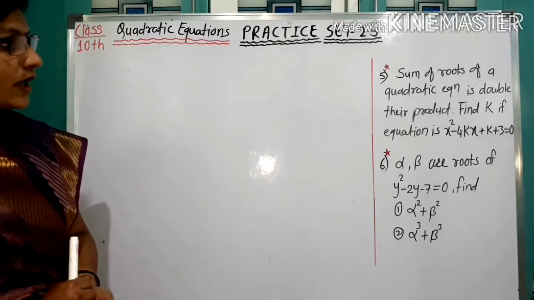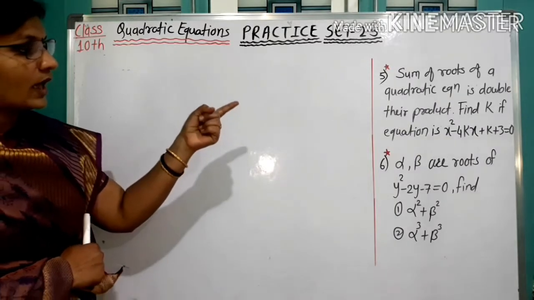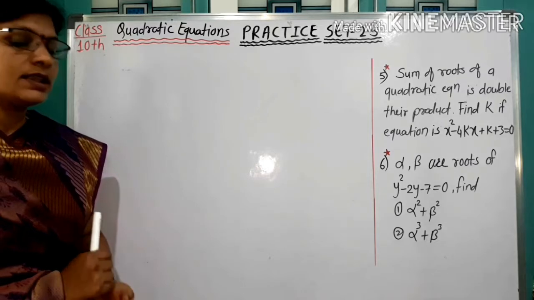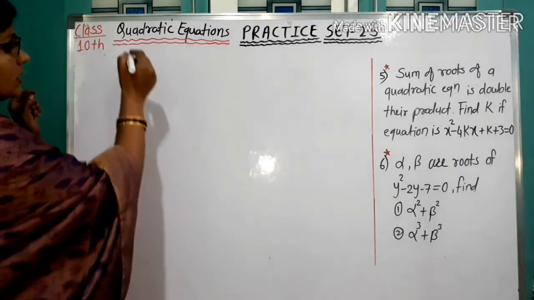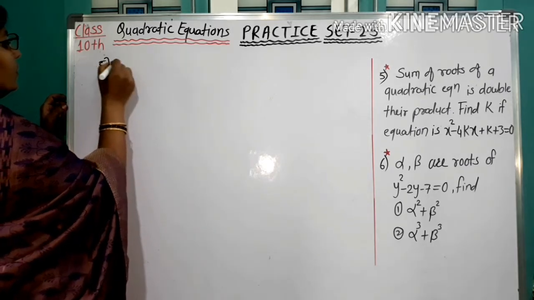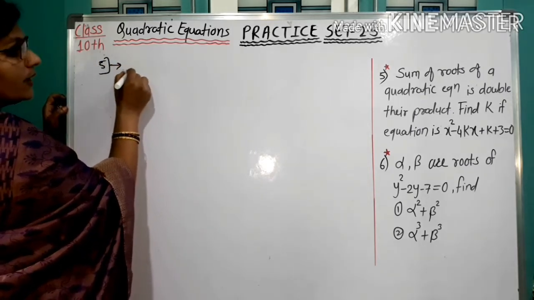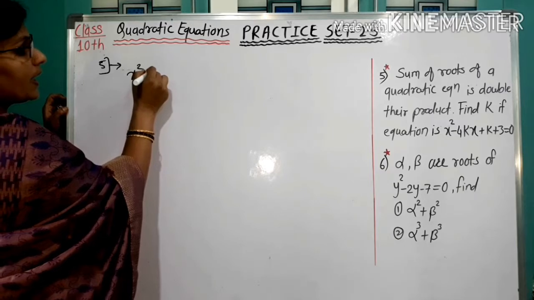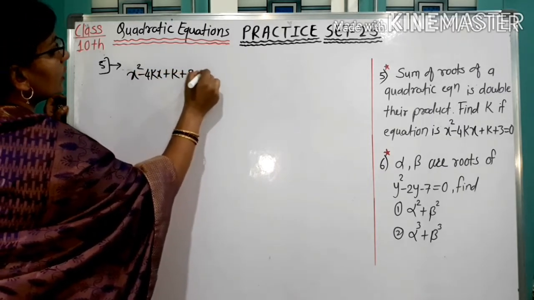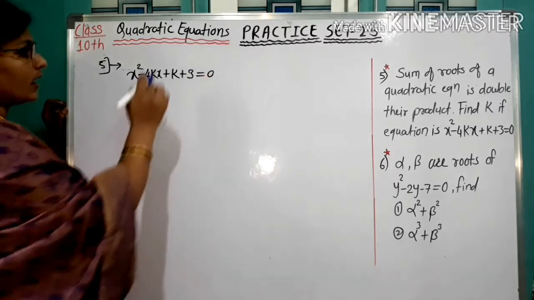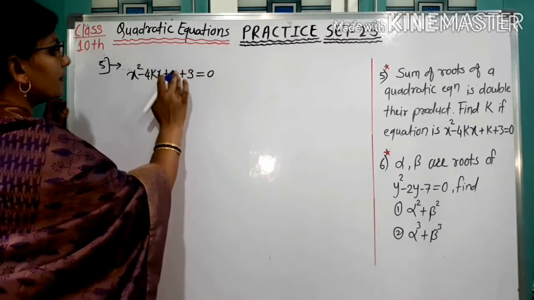Practice set 2.5, question number 5 and 6. These are the star questions. Let us solve these questions one by one. First given equation is number 5. Given equation is x square minus 4kx plus k plus 3 equal to 0. Here I write this k plus 3 in the bracket.